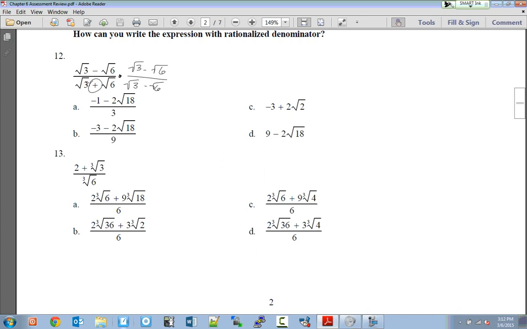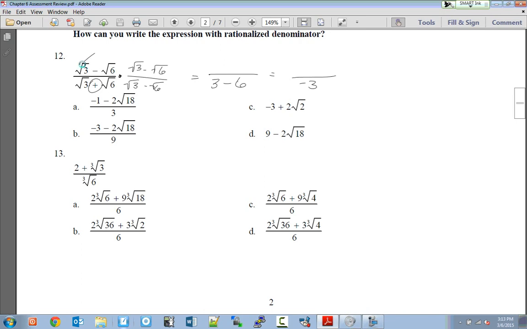Alright? So now this simply comes out to this first term squared minus this last term squared. The reason it's minus is because positive square root of 6 times negative square root of 6 is negative 6. Alright? So this is going to be the square root of 3 times the square root of 3 is 3, minus square root of 6 times negative square root of 6 is 6. Alright, so that's going to be a minus 3 on the bottom.